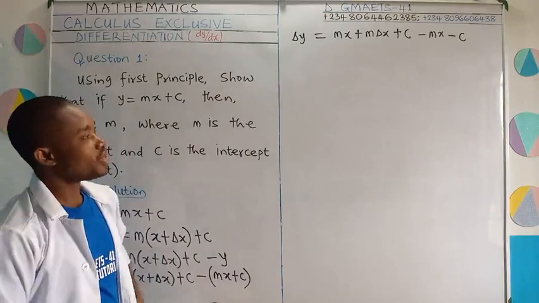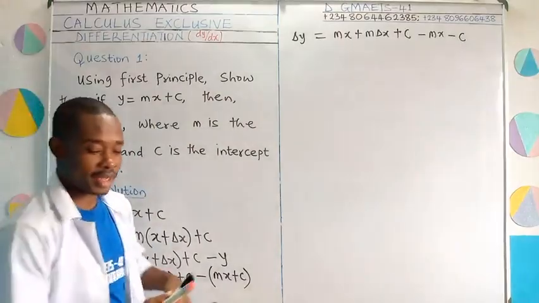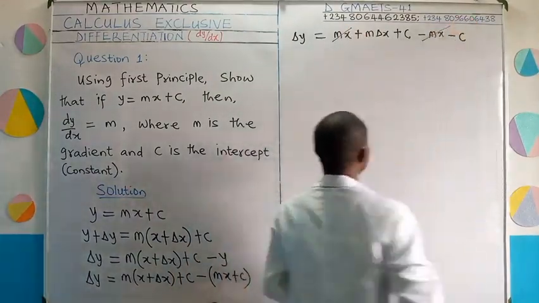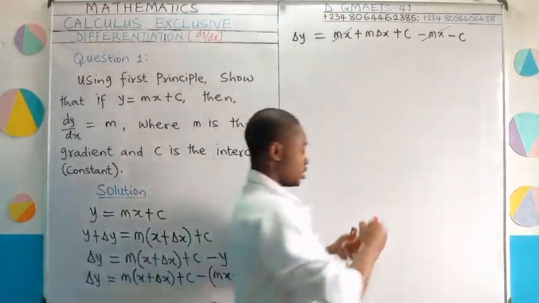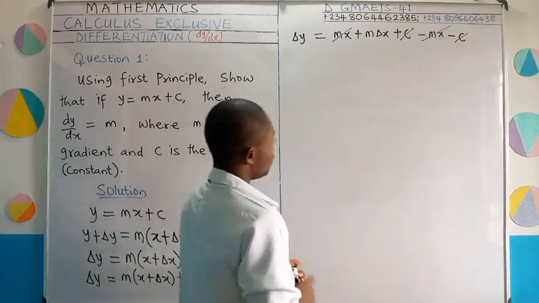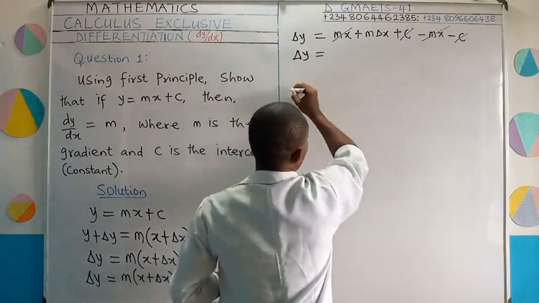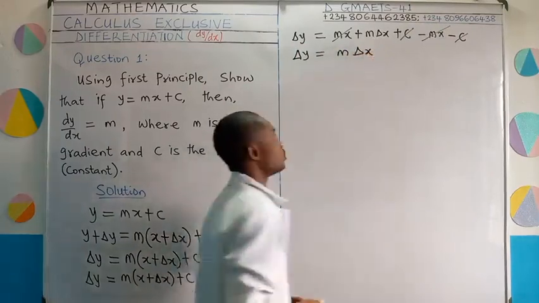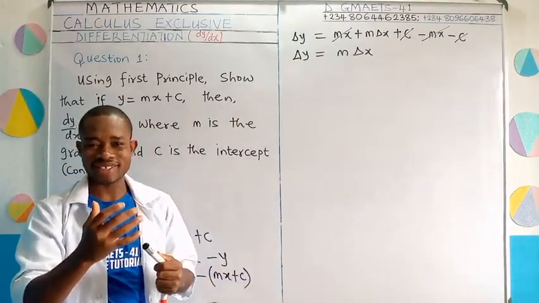Simplifying this further, you would see clearly that we have mx minus mx. They are like terms, so they can go off. This will go off with this. You also observe that we have plus c minus c. That will also go off. I am left with delta y equal to m delta x. At this point, I've done my simplification of the right hand side.